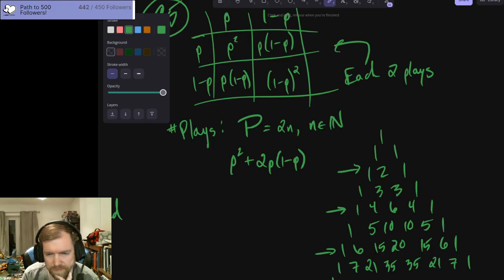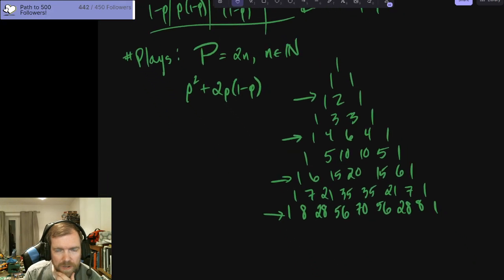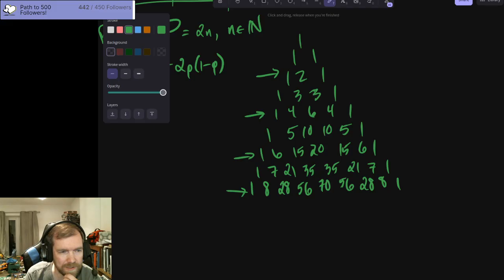Same chord progression. 56, 70, 56, 28, 8, 1. Okay. Which everybody says, like, you know, Pachelbel's Canon's one of the ones where you just always get the chord progression. Everybody always does it. It's kind of overdone. They didn't have to be so obvious about it.